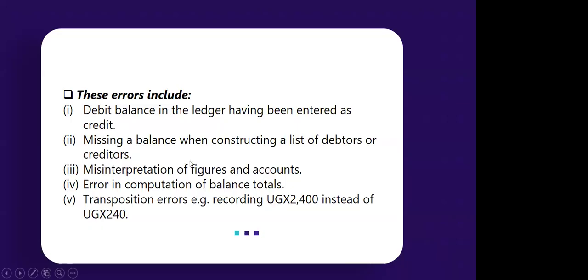Then number 2, missing a balance when constructing a list of debtors or creditors. This one I explained. And you're going to appreciate this fact when we go to what we call control accounts. We shall look at a topic called control accounts. So if you have a list of debtors, for example, you sold goods to Musoke, you sold goods to John, you sold goods to Matovu, let's say 3 of them. Then on the list, you miss out Musoke.